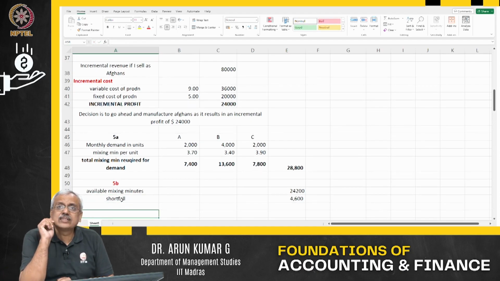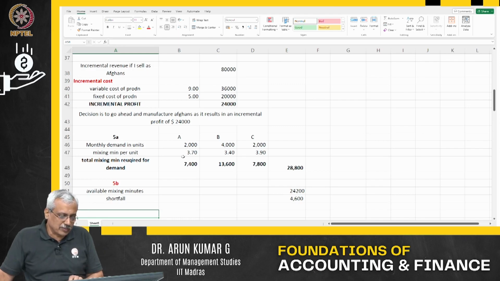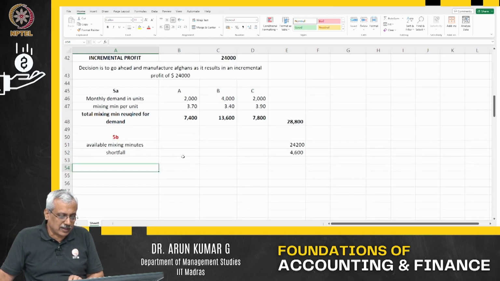Now, what is the objective function? Maximize my revenue for every mixing minute that I have utilized. So, to maximize it, what do I need? I need the contribution per unit. Let us go back to the contribution analysis and start working on it.